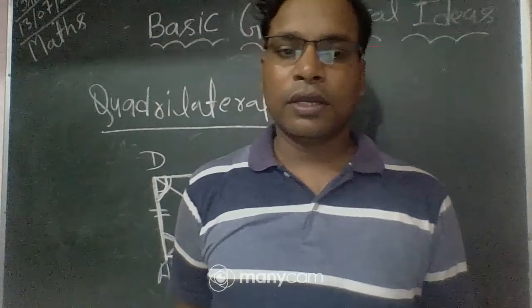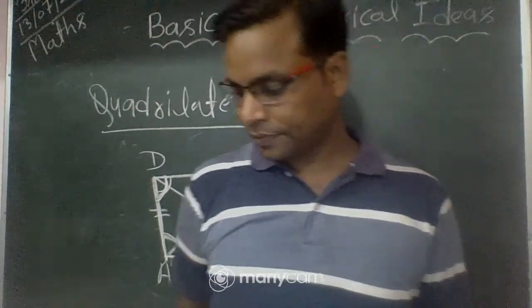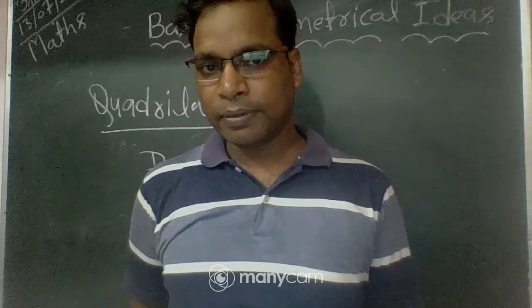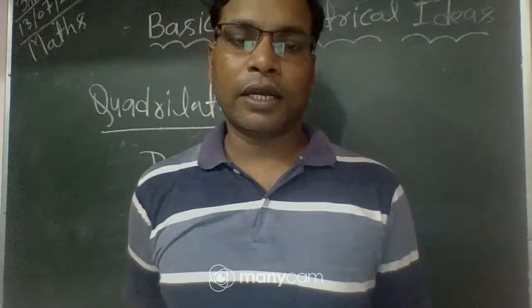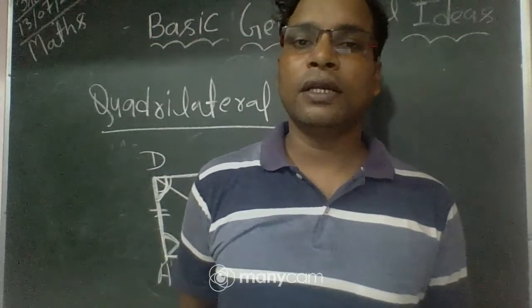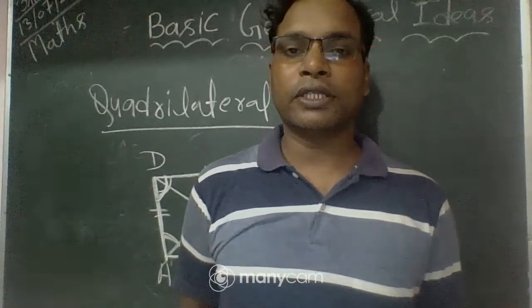So in this way you complete quadrilaterals and their parts. All of you recognize it. What is a quadrilateral? A four-sided polygon is called a quadrilateral, and a three-sided polygon is called a triangle.